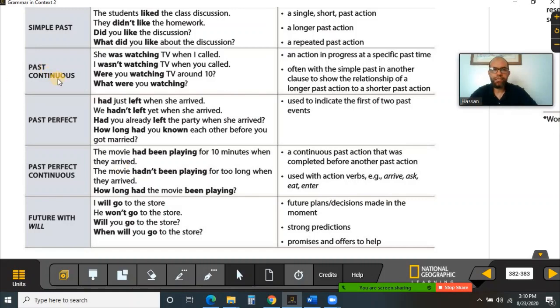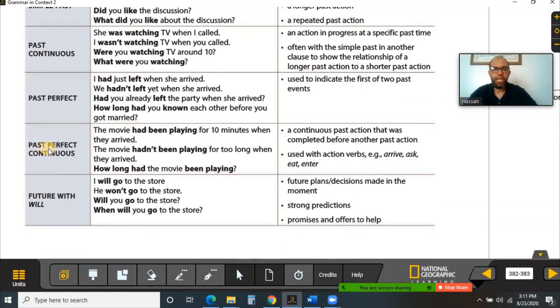In the past continuous, we are interested in the action itself. When we are interested in the action, we have to use the past progressive. I was watching TV when you arrived. Okay? However, in the past perfect continuous, we are interested in how long the action took place. How long, okay? How much time the action took.